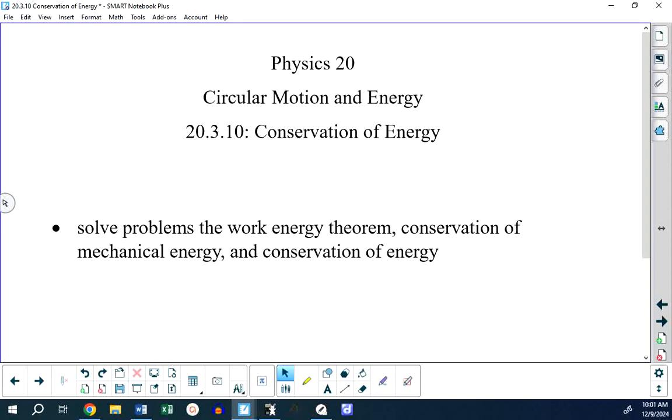So this is dealing with what I call conservation of energy, and conservation of energy in this context is an umbrella that covers conservation of mechanical energy. But this is not about conservation of mechanical energy necessarily.